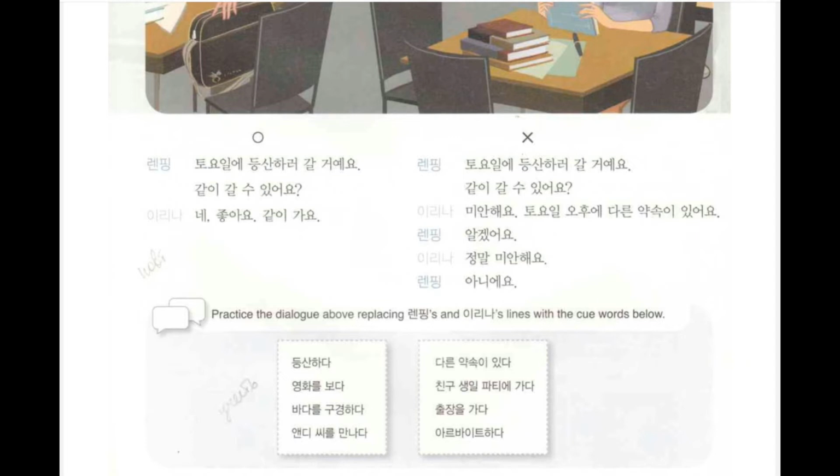This time, the right one. 토요일에 등산하러 갈 거예요. 같이 갈 수 있어요? 알겠어요. 아니에요. 자, this time 여러분이 렌핑 하세요. 제가 일이나 할게요. 시작. 네, 좋아요. 같이 가요. Right one. 시작. 미안해요. 토요일 오후에 다른 약속이 있어요. 정말 미안해요.